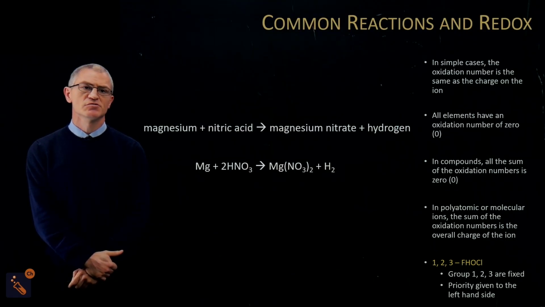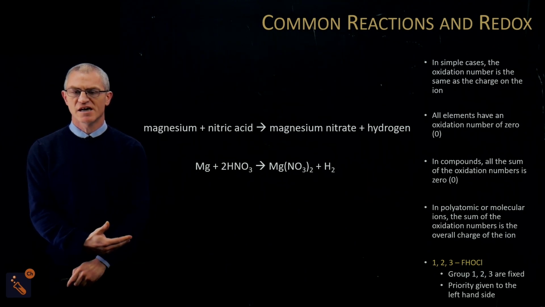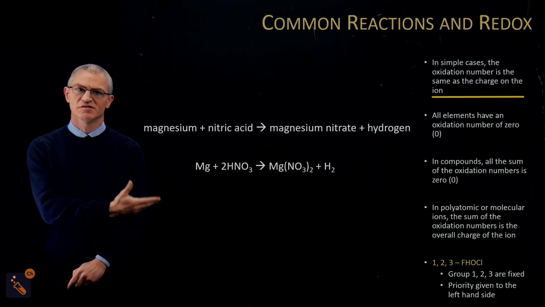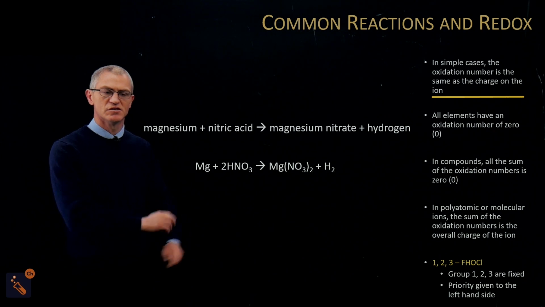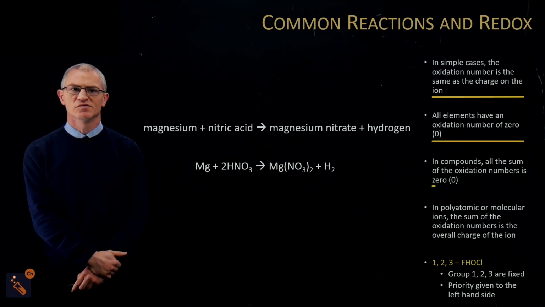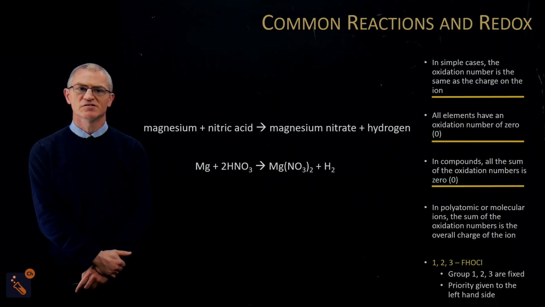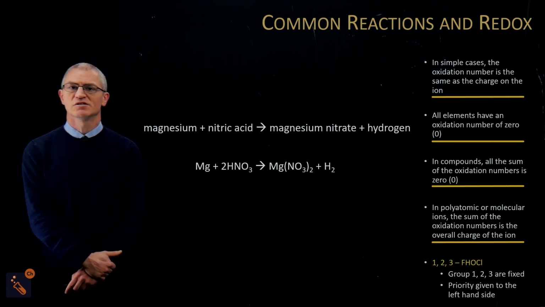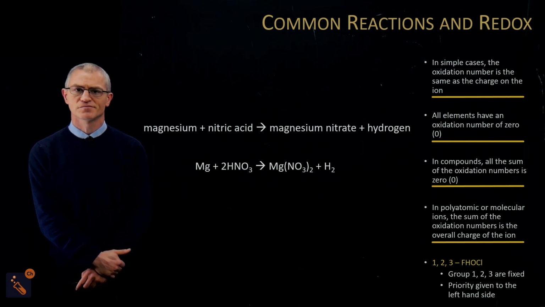So we're now going to try and use all four of the rules in doing an exam style answer for a couple of equations. So we're going to do the oxidation number as the same as the charge using, remember, 1, 2, 3 for Hückel. All elements have an oxidation number of 0, and in all compounds the sum is equal to 0. And lastly, for polyatomic or molecular ions, the sum of the oxidation numbers is the overall charge.